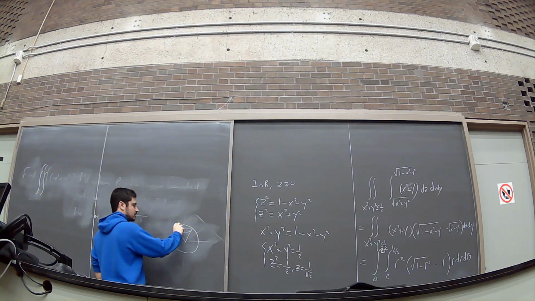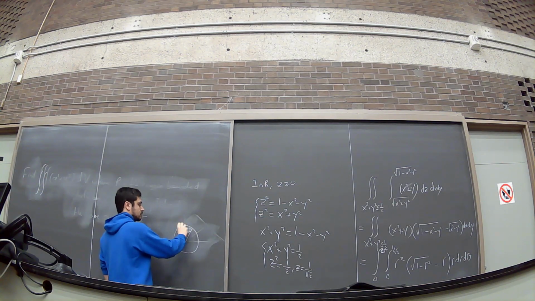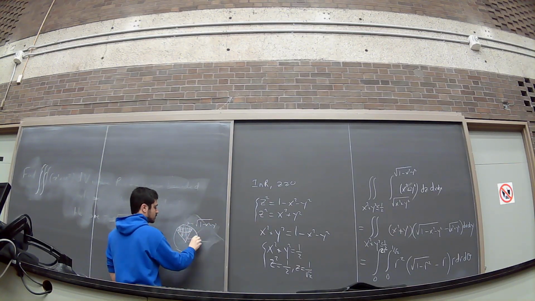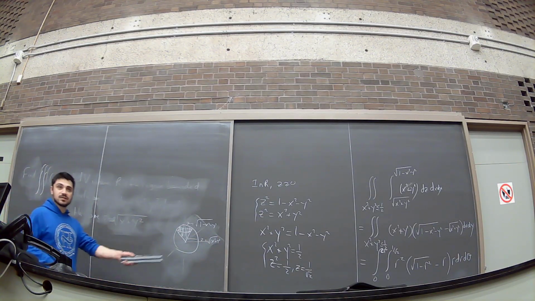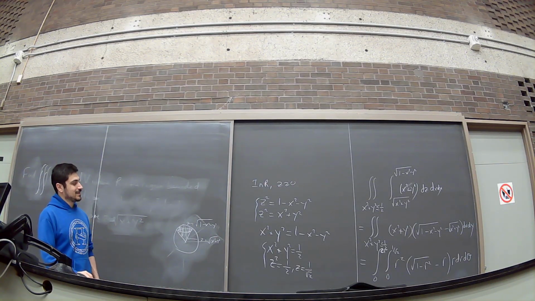Do you agree that z goes from here to here? Okay. Yes. From the cone to the sphere. What is the equation of the sphere? And what is the equation of this cone? Okay, now it's going to get ugly, but that's fine. We can do this. Let's see how to do this. So what do I get?